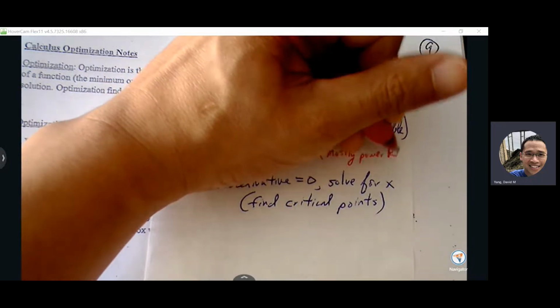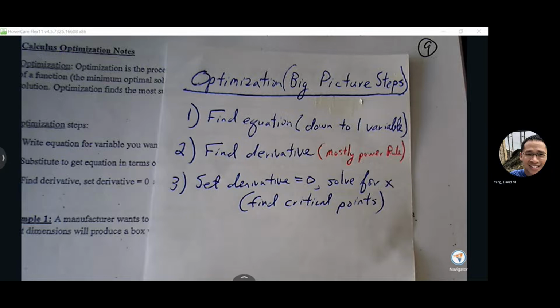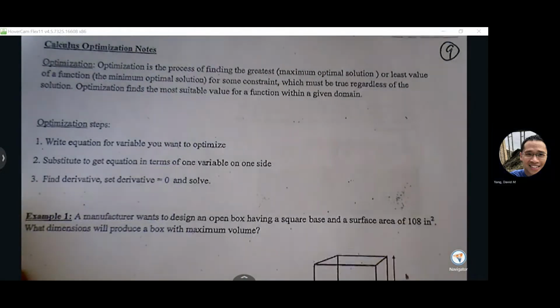But as easy as it sounds, we may need to do some cleanup, which we know how to do. It just takes a little bit longer to get everything all cleaned up. But really, you're just going through power rule once you have everything cleaned up. Okay, so the big picture is that you're just finding the derivative, setting that equal to 0, and solving for x. Okay. All right.